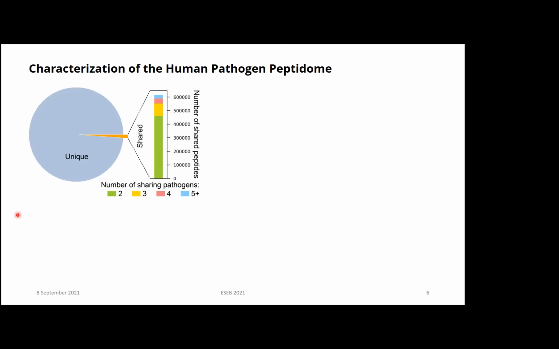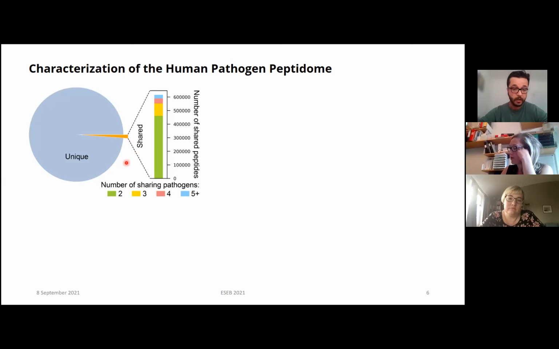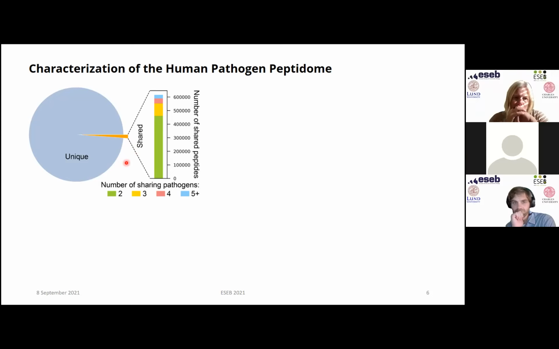What we found was that almost 99% of these 9-mers were unique to the pathogen from which they originate, and only slightly higher than 1% of these 9-mers were shared by two or more pathogens.